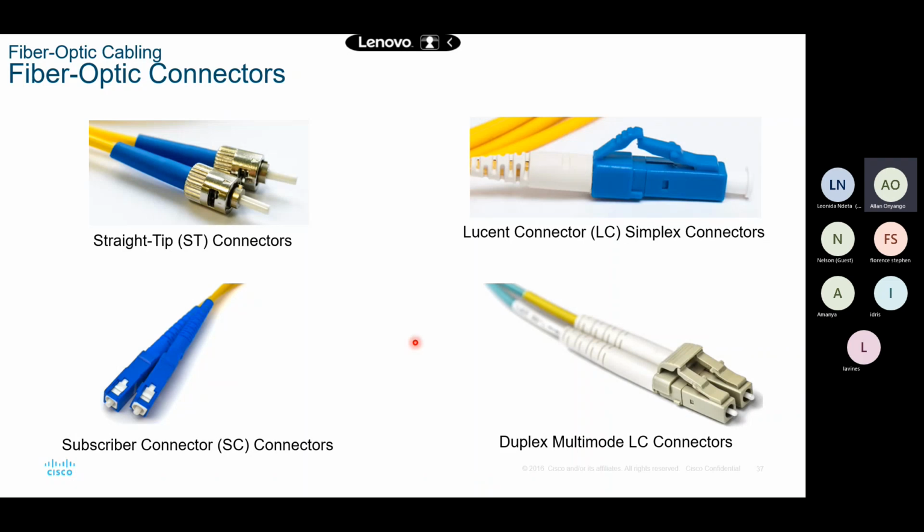Fiber optic cable is not terminated using RJ45. It is terminated using these 4 types of connectors. We have the straight tip connectors. We have the LC, the Lucent connectors. We have the SC, that is the subscriber connectors, looks like that. And then we, of course, have the LC duplex multimode connectors.